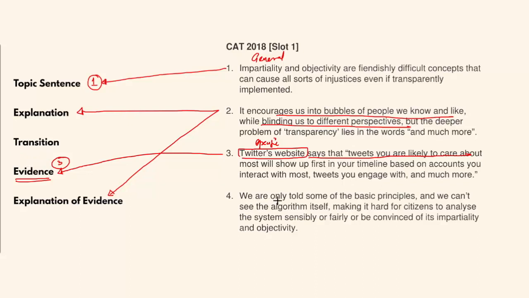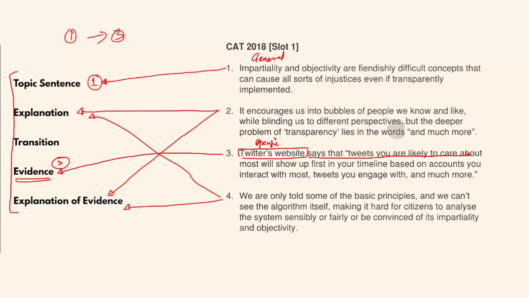Anyway, the last one: we are not only told there's some basic principle, we can see the algorithm itself, and this would also be either an explanation or one of these two. So the problem is, at least I know that this has to move from 1 to 3 in that order. So you would want to look at whether sentence number 2 or sentence number 4 is an explanation of the topic sentence or an explanation of the evidence. And that, ladies and gentlemen, cannot obviously be understood by merely putting the sentences in the structure. It also needs something else here, right? So we need another skill, but at least I hope you get a sense of where that is.